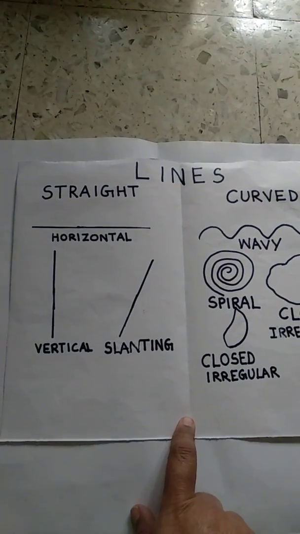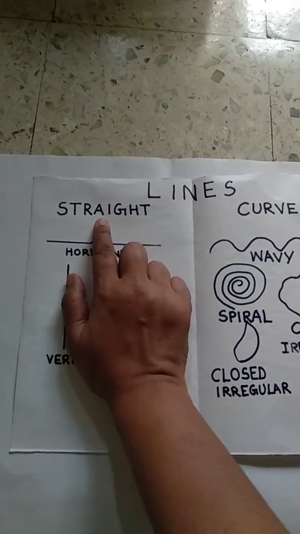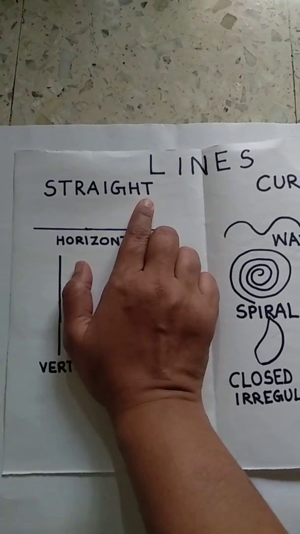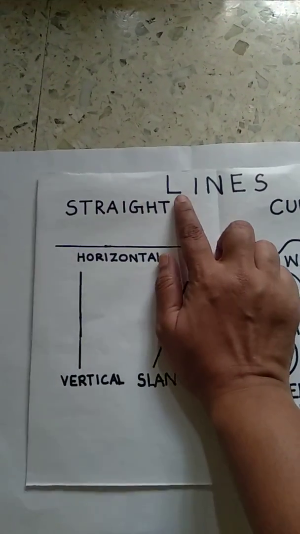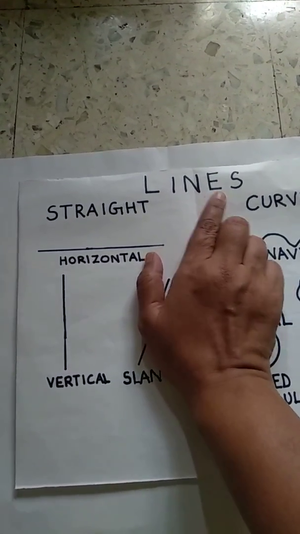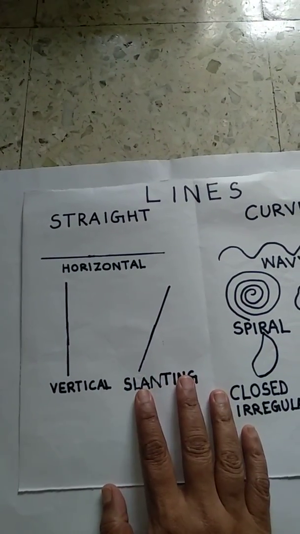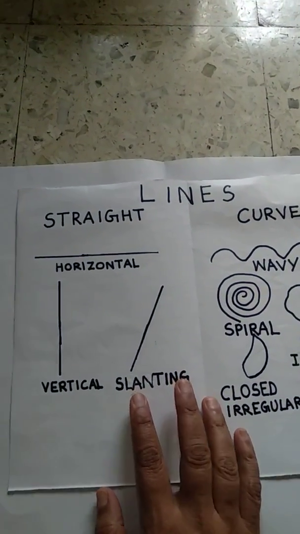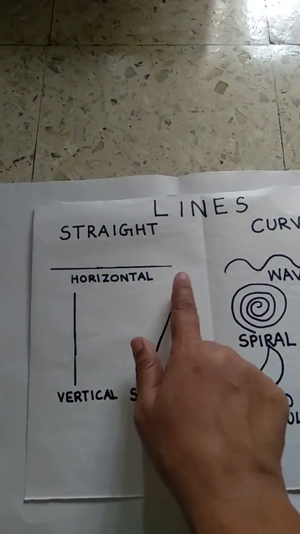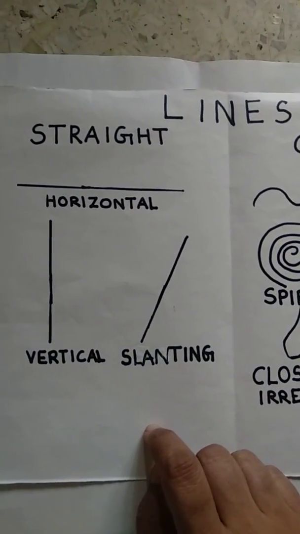What is the spelling of straight? S-T-R-A-I-G-H-T. Straight. Lines, L-I-N-E-S. Straight lines. Now, as you can see, I have drawn three types of straight lines on this side of the page. Let me introduce you to all of them.